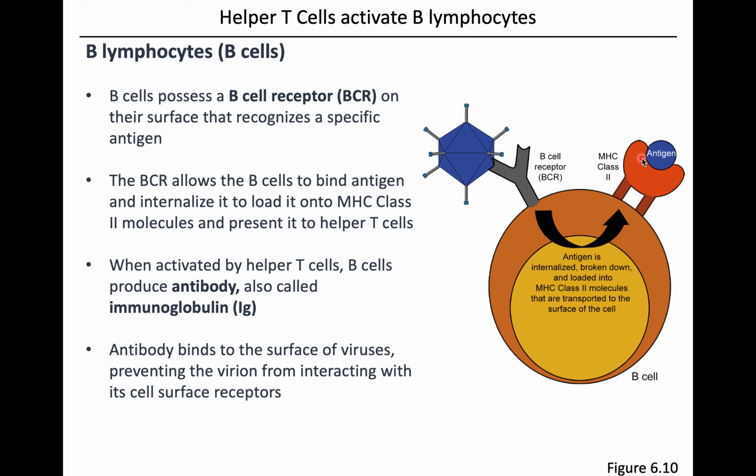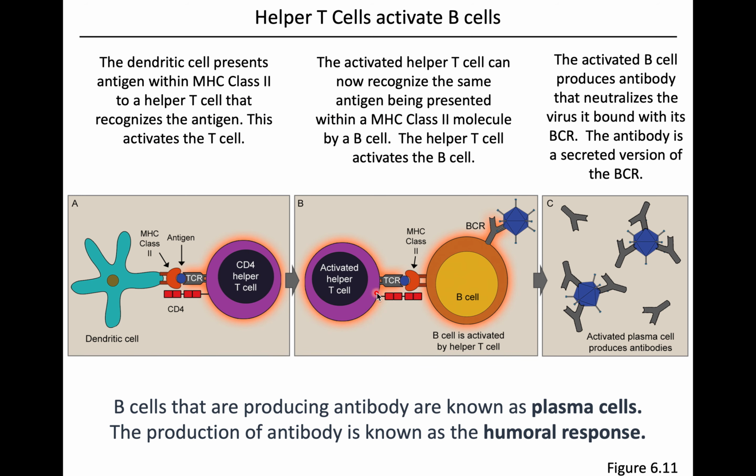And it is now going to present that to helper T cells. Okay? And if we have a match, if we have some binding, then we'll get activation of that B cell. And it would look something like this. Okay, so we'll go back, remember we have our dendritic cell, innate cell, presents an antigen to the CD4 helper T cell, activates it, right? We had a match between the receptor on that helper T cell and that MHC class 2 antigen. So it becomes activated.